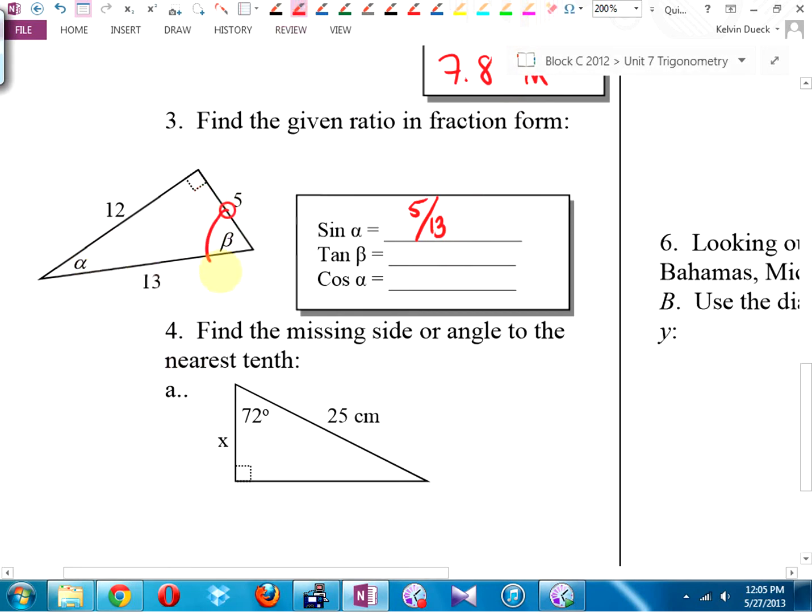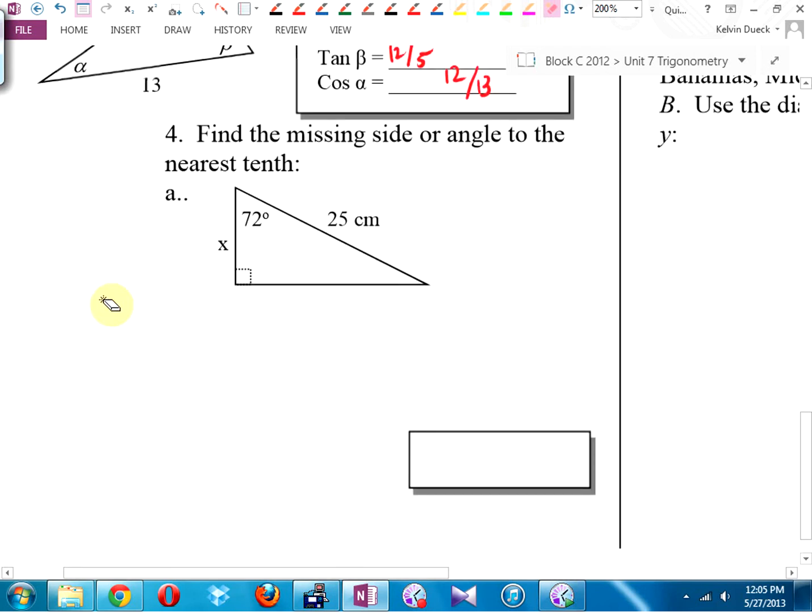Tangent of beta. So there's beta. Tangent is opposite over adjacent. 12 over 5. 1 mark. Cosine of alpha. Cosine is adjacent over hypotenuse. 12 over 13. 1 mark.